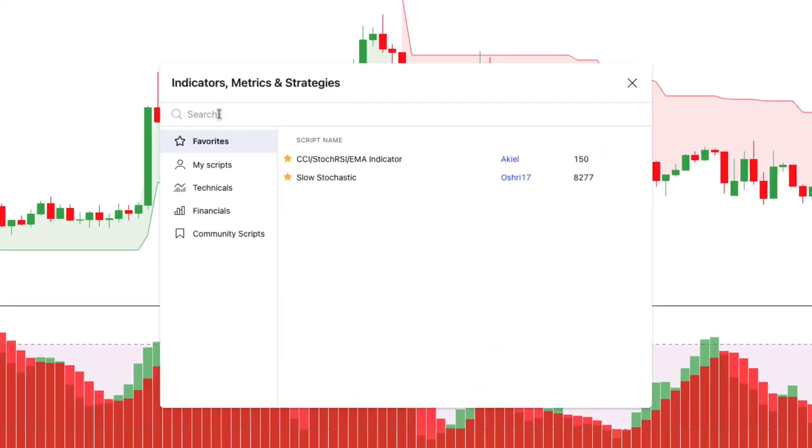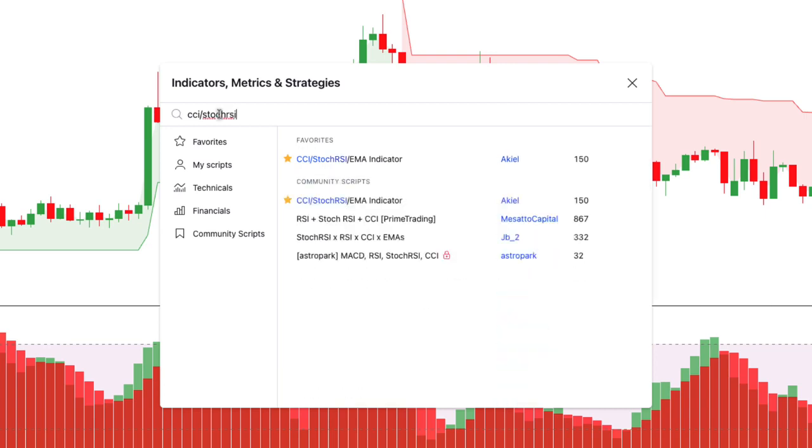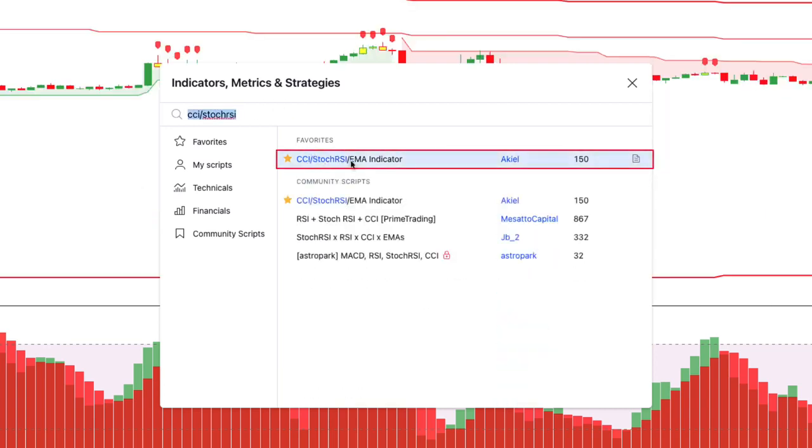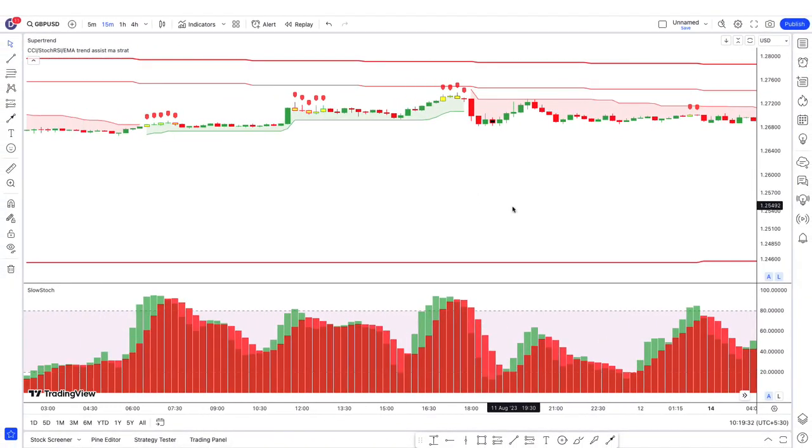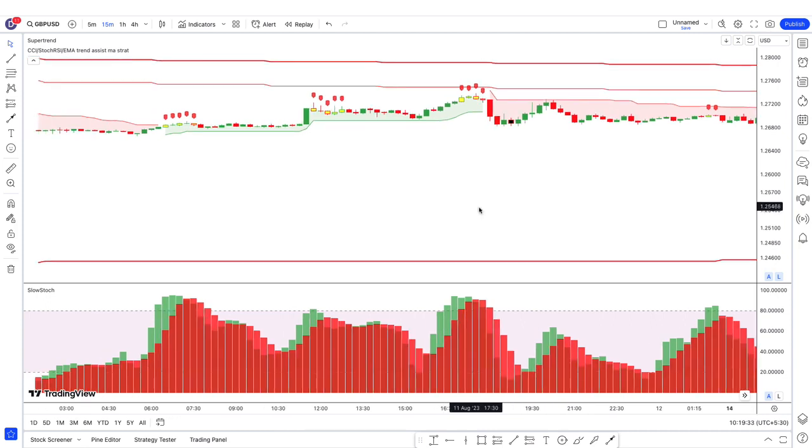In the search field, type the following, CCI stock RSI. When the results come out, choose this indicator, which was created by Akil. I am really confused about the evaluation of this indicator. Sometimes we see indicators that are useless, but have thousands of fans. As far as this indicator is concerned, the situation is reversed.